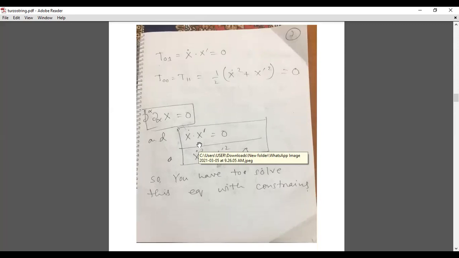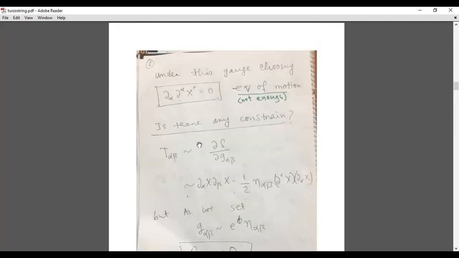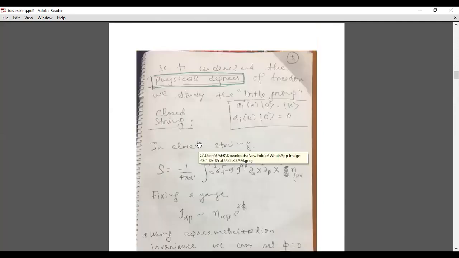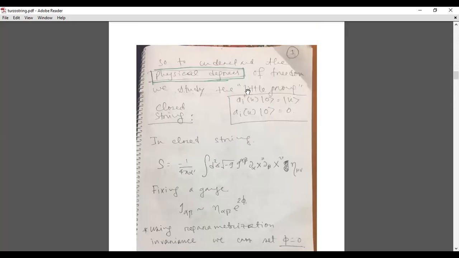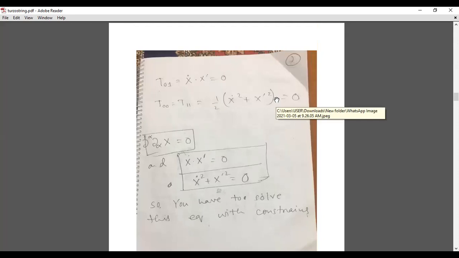So we are not going to do that because it's quite complicated and it's going to take a long time. We're just going to use the same method we did for the vector field. For the vector field we sometimes used the little group representation and tried to understand the physical degrees of freedom. And we are going to do that here exactly the same way.